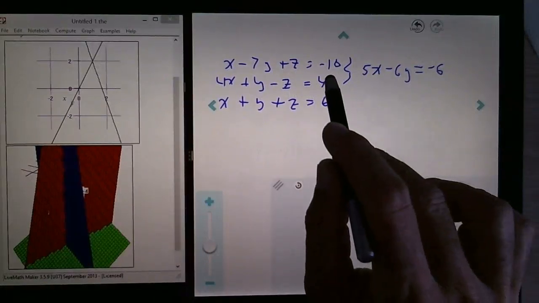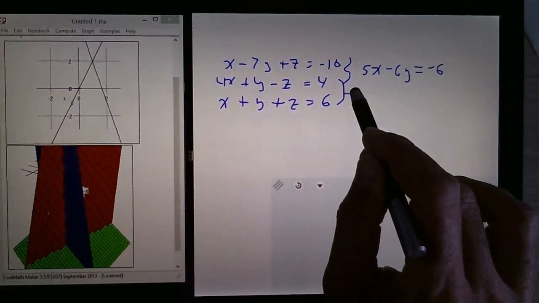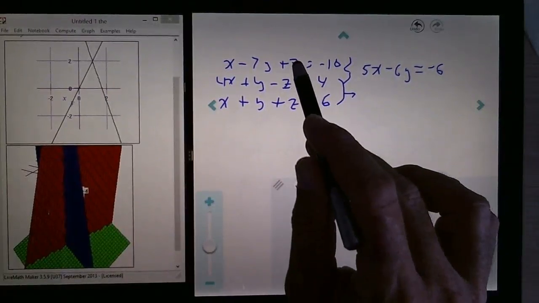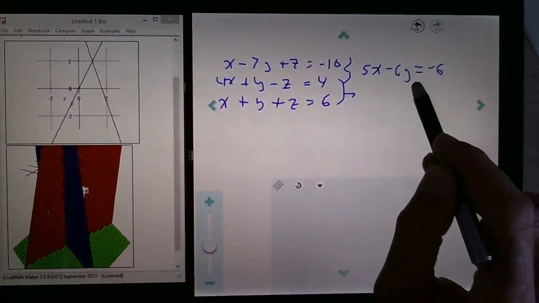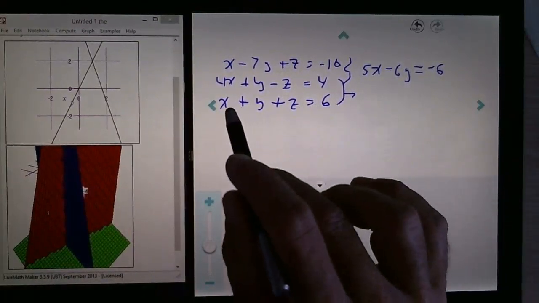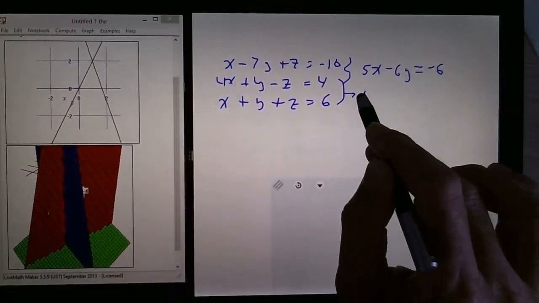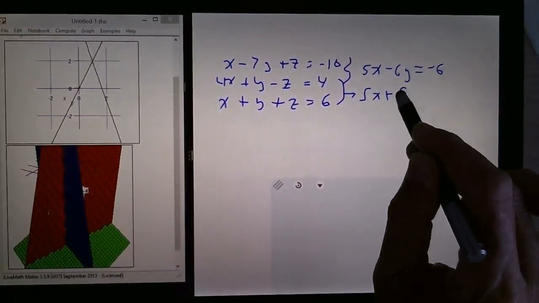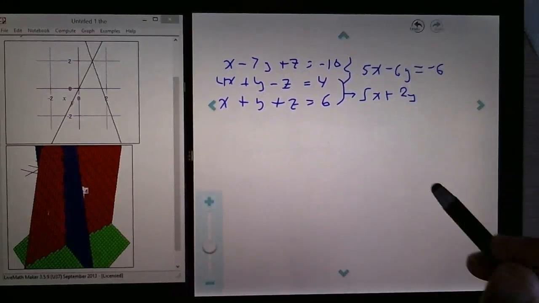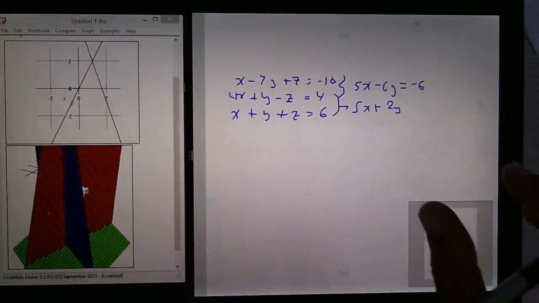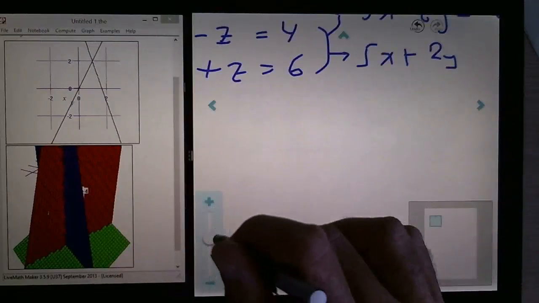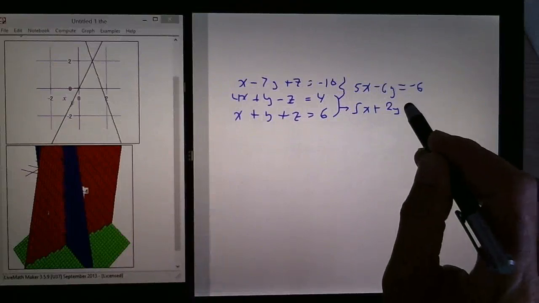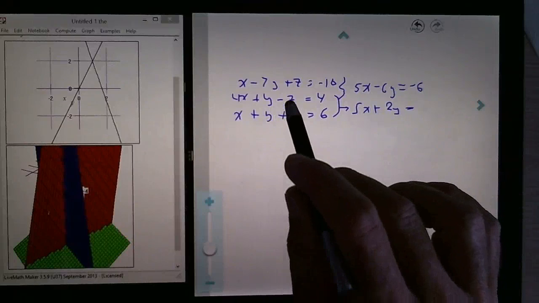But anyway, then I would say, well, now grab these two equations and add them up. I'm adding them because the minus z and the plus z will go away, and so then I get an equation that just has two variables. So I do the same thing here now. Adding the second and third equations, I've got 5x plus 2y equals, so I'm adding, those go away, and then I've got 10.